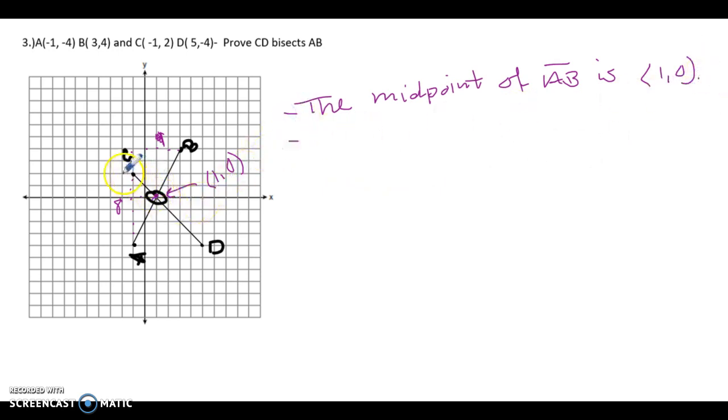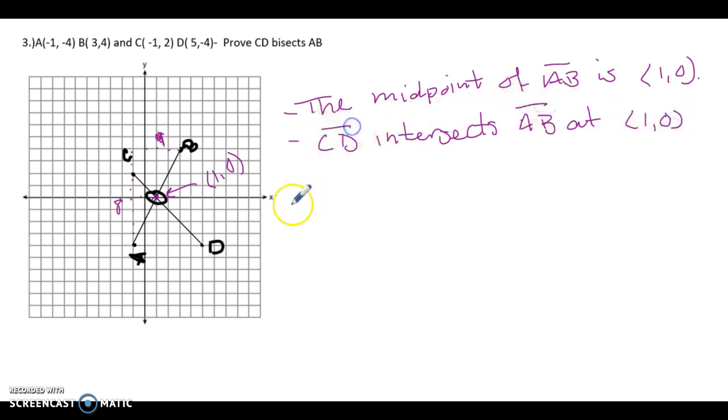Then I'm going to say that CD intersects AB at 1, 0. And then I'm going to write a conclusion. Remember, we talked about these 3 little dots mean, therefore, CD bisects AB. And that's it.